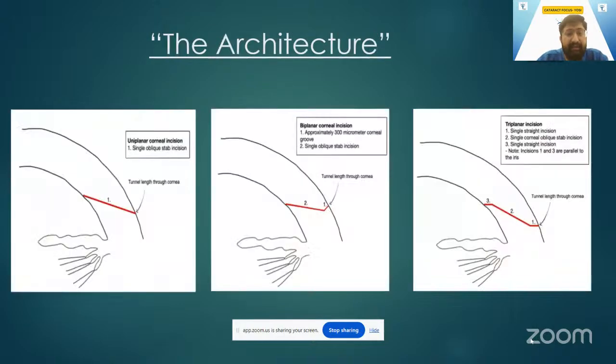These are the architecturally based different incisions which we talk about. The first figure we show is the uniplanar corneal incision, in which we put a single stab incision. The second one is a biplanar one, and the third one is a triplanar one, which is a single straight incision with a second easing out and then the third entry which you go into.